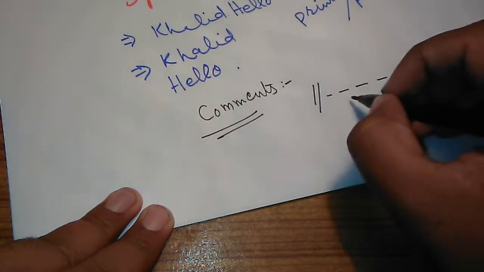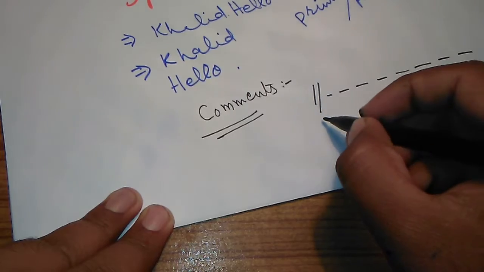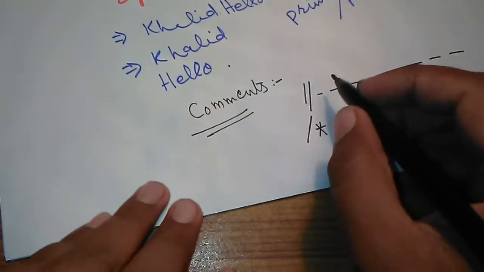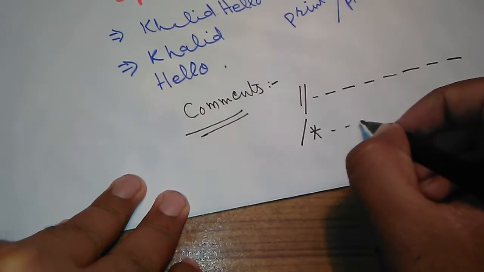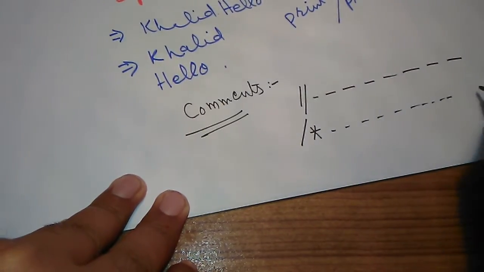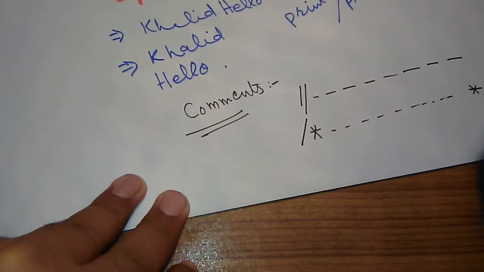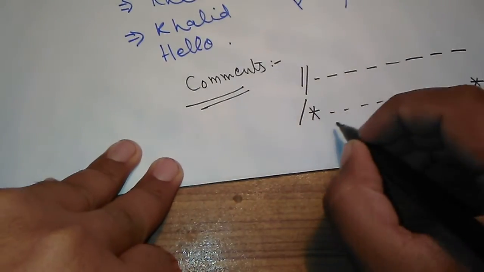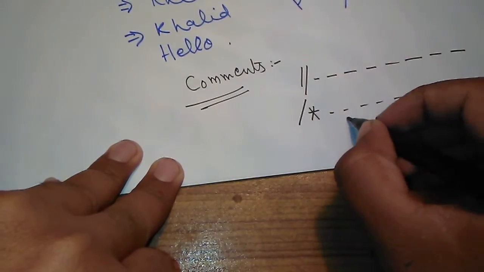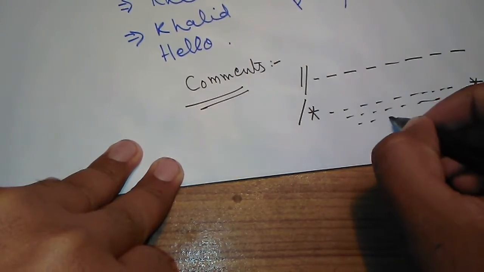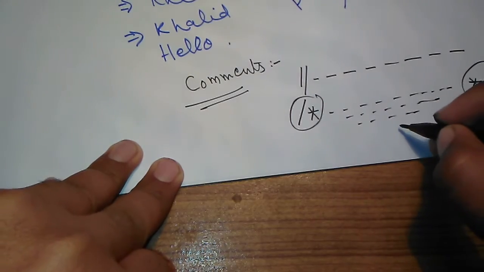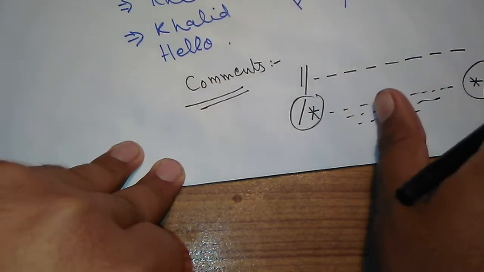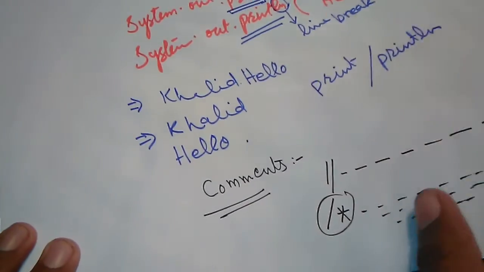We can write here something that we want to remember, like I was discussing the comments. We can start with this, and you can end this with this, and you can write many lines between these. Everything between these two will be included as comments. We are going to write another code to show you how comments work.